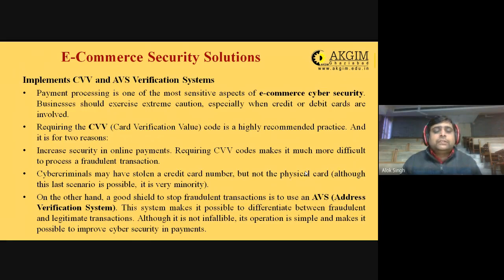On the other hand, a good shield to stop fraudulent transactions is to use an AVS. What is AVS? Address verification system, and this system makes it possible to differentiate between fraudulent and legitimate transactions. Although it is not infallible, its operation is simple and makes it possible to improve cyber security in payments. So you should implement CVV, card verification value, as well as AVS, address verification system, to improve your security solutions, basically e-commerce security.